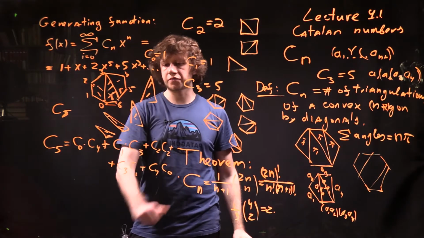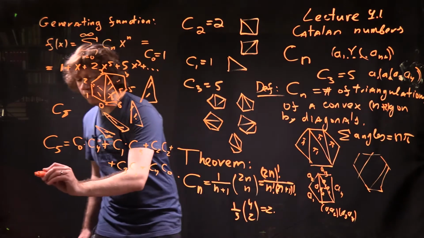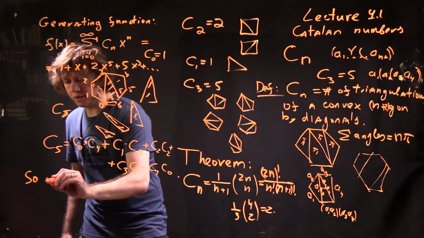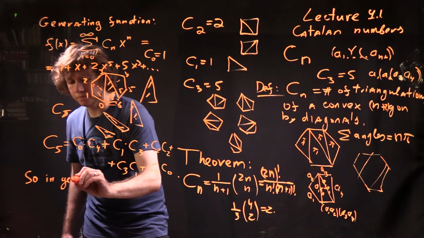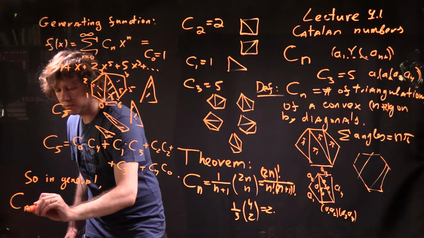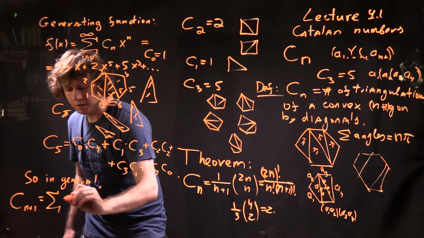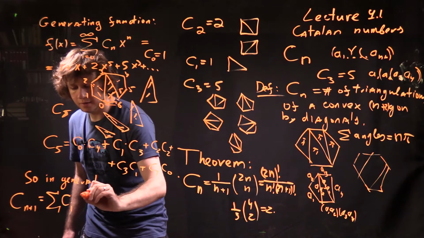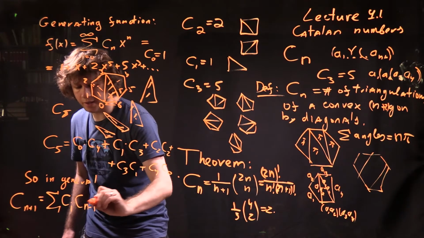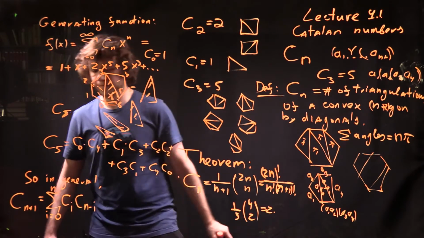And this is a recurrence relation, so now we can compute C5 if we know all previous stuff. So, in general, we have Cn plus 1 equals to the sum of Ci Cn minus i from i equal to 0 to n.